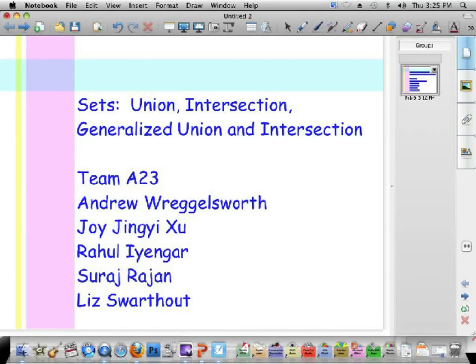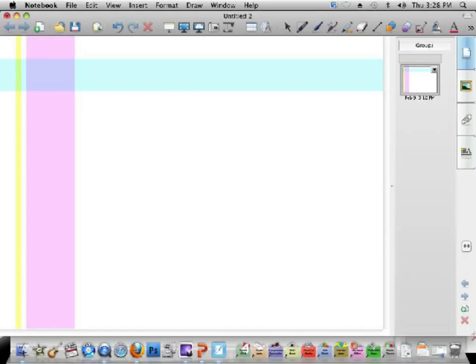Hey guys, we're Team A23, and today we're going to be talking to you about sets, and that includes unions, intersections, generalized unions, and generalized intersections. So, the first thing that we're going to talk about is the union between two sets.